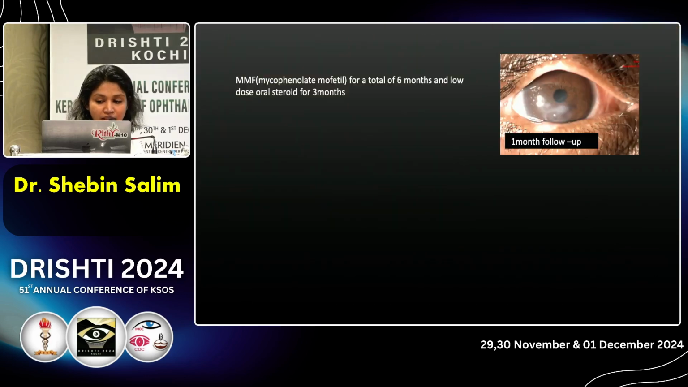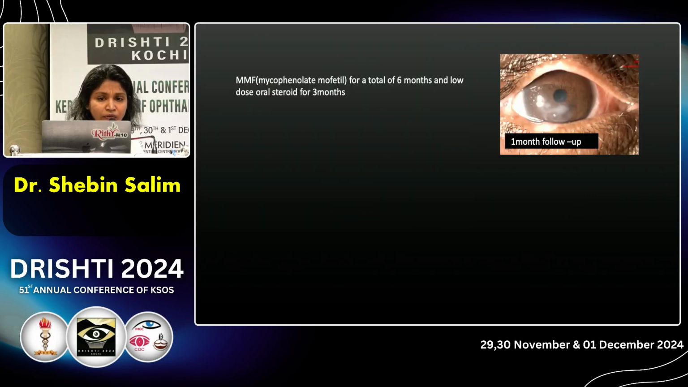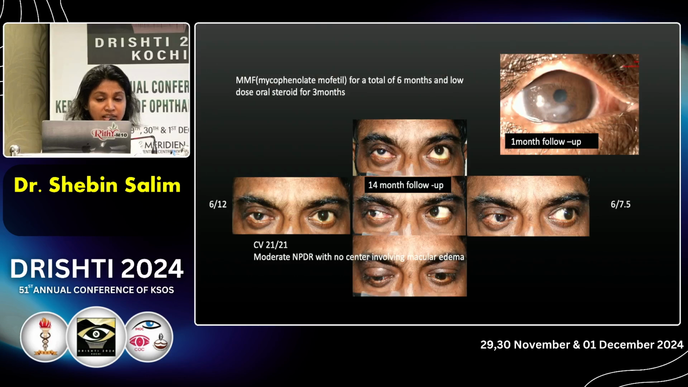So this was a 2 weeks follow-up. At 1 month follow-up, and this is the last follow-up at 14 months. We can see that visual acuity in the right eye improved to 6/12.